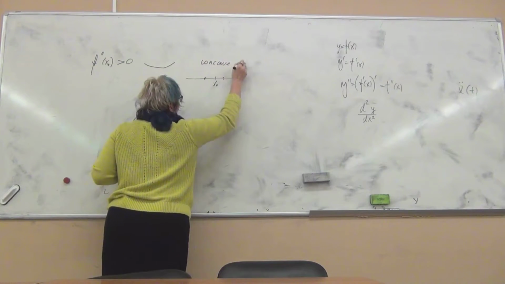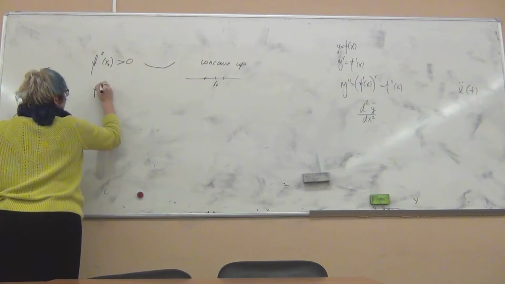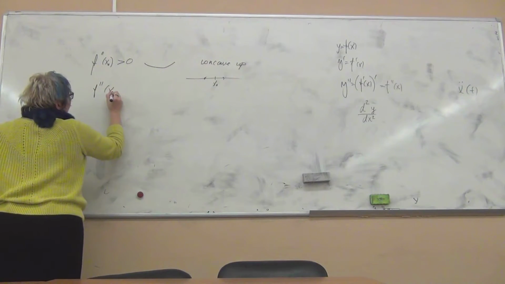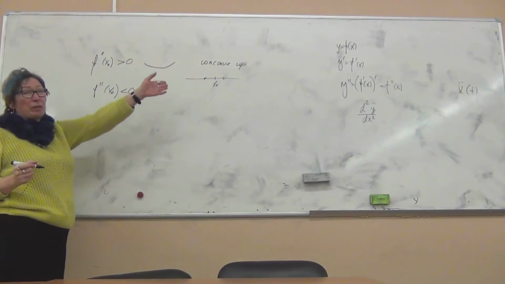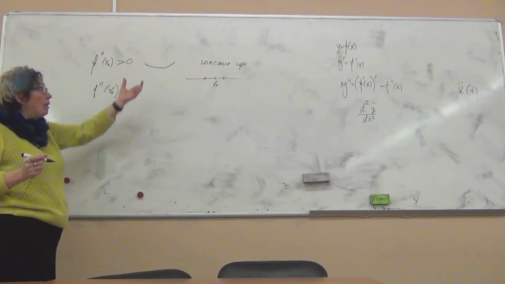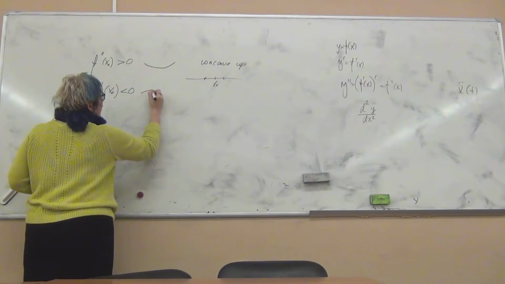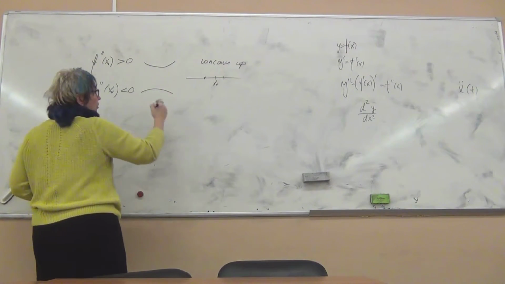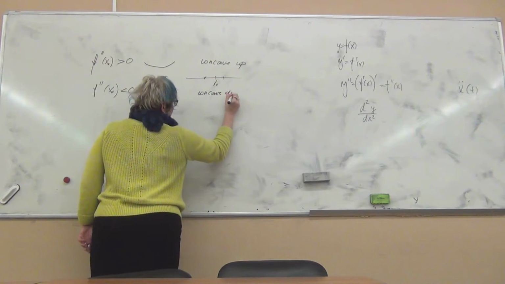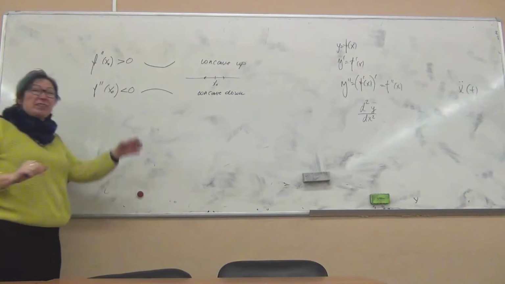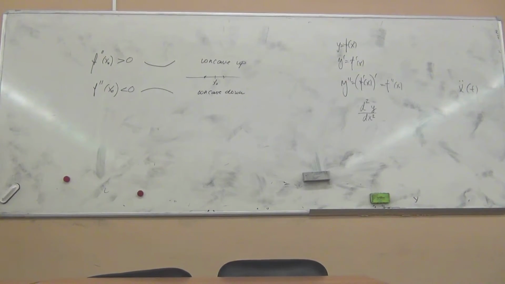If the second derivative is negative at some point, or actually more likely in some neighborhood or in some segment, then we say the function is concave down. The shape of the graph is like this. The cavity is pointing down, so we say concave down.